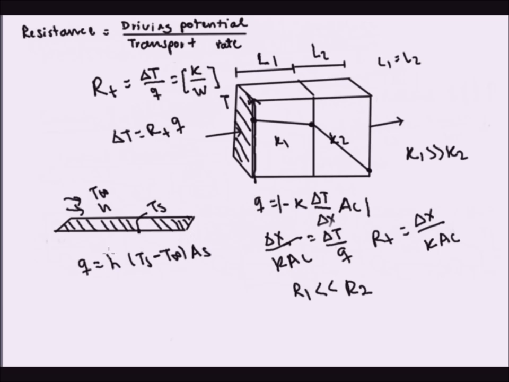And again, from comparing this equation with your resistance equation, we find that the expression for the convection resistance is just 1 over h times As. In this case, the higher the heat transfer coefficient and the higher the surface area, the lower the resistance will be and the more heat will flow.